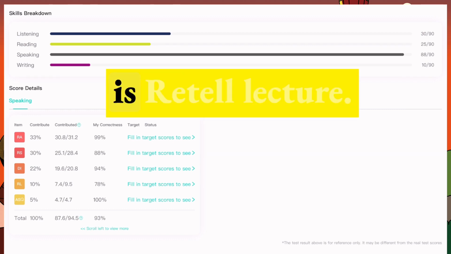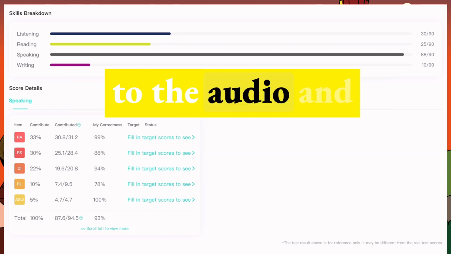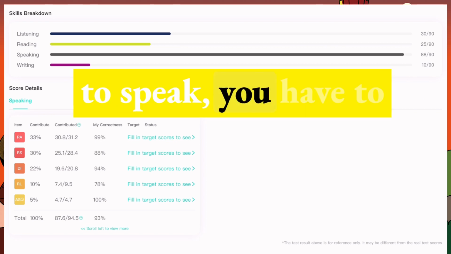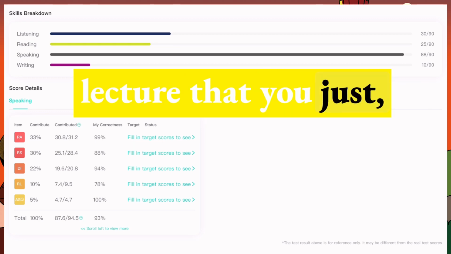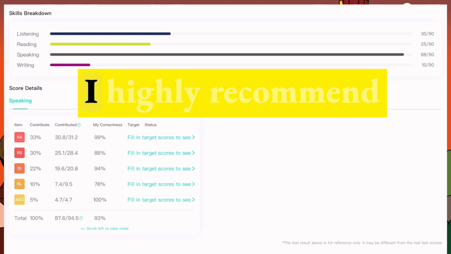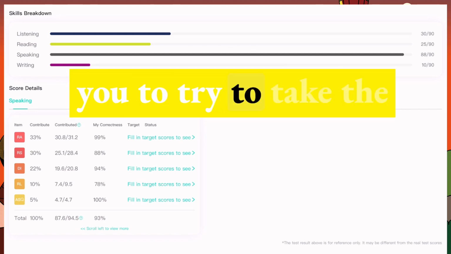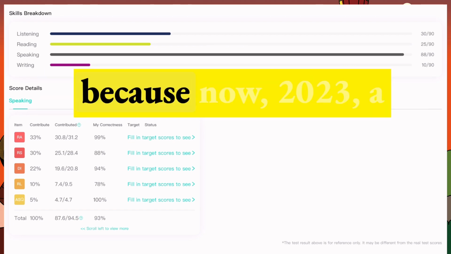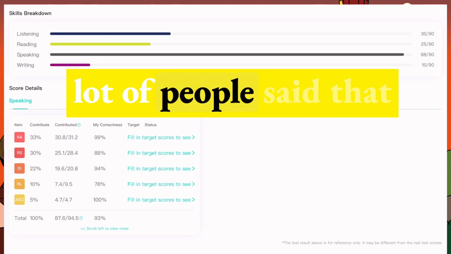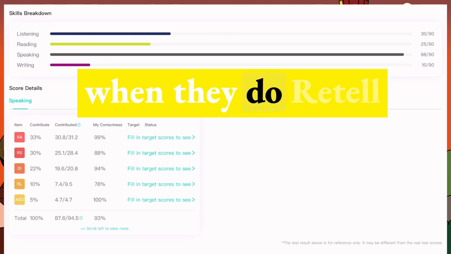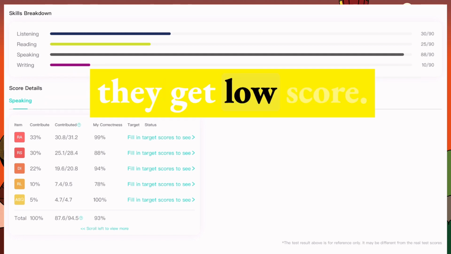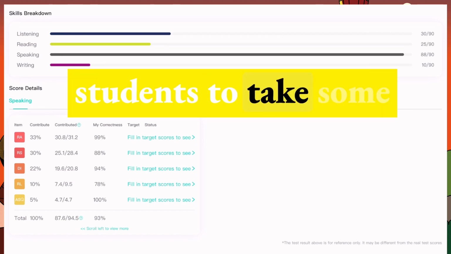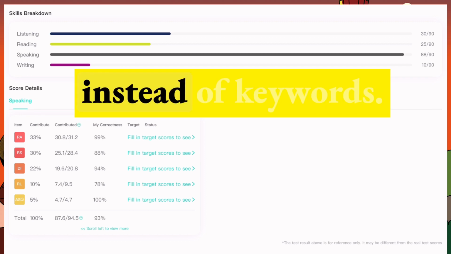The fourth task is Retell Lecture. You have to listen to the audio and take some notes. And after 10 seconds, you have to be able to speak. You have to be able to retell the lecture that you have just listened to. I highly recommend you to take small phrases, short sentences, instead of keywords. Because these days, in 2023, a lot of people said that when they do retell lecture and they just speak the keywords, they get a low score. So a lot of tutors recommend their students to take some short sentences or phrases instead of keywords.